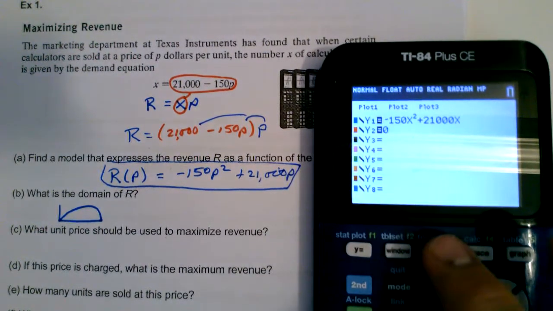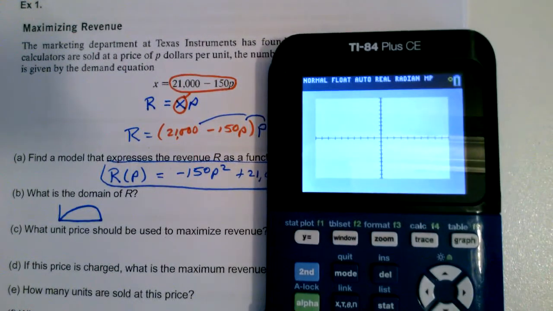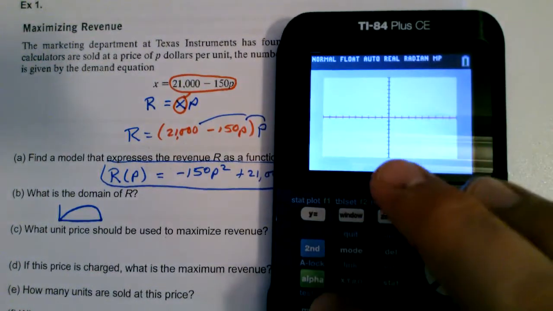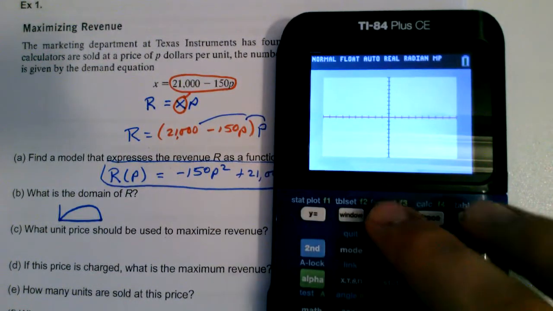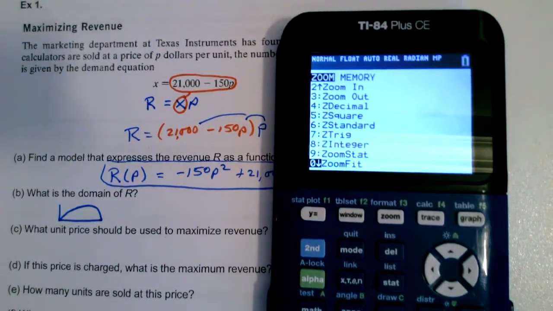Okay. I always start in zoom 6, and I know I'm not going to see what I want. Okay, I don't see a frowny face. So the next thing I always try is zoom 0. So I go zoom. You can toggle down to 0. I just press 0, but I'm just going down there so you can see it. We're doing zoom fit.